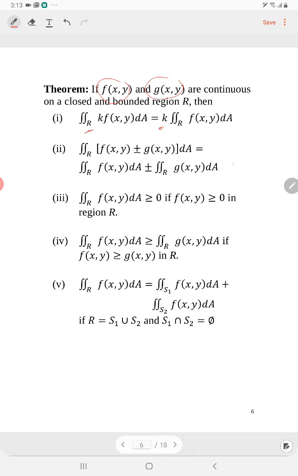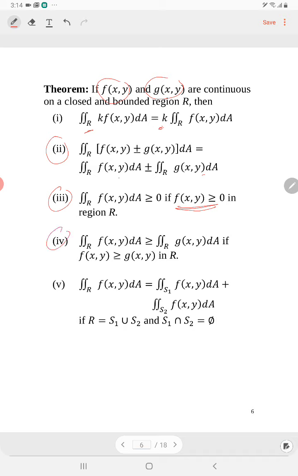Okay, and here we have the linear property. The second property, if you have function f of xy plus g of xy, you want to integrate over region R, this is equal to, so you can partition this into two, integration of f over region R plus integration of g over region R. Okay, and the third, if function f is always larger than or equal to 0 over region R, then the integration of f over region R is also larger than or equal to 0.